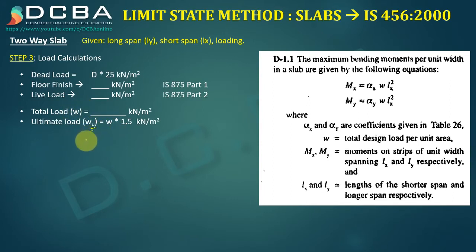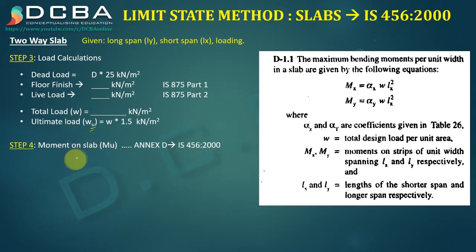After finding the ultimate load, we need to find the moments. Now, talking about the moments that come on the slab, the entire two-way slab process is given in Annexure D of IS 456, and of that Annexure D, D 1.1 says that the moment will be in two directions.